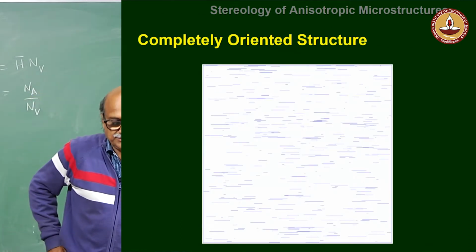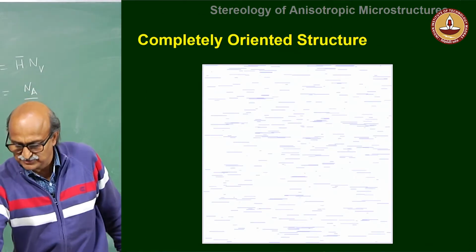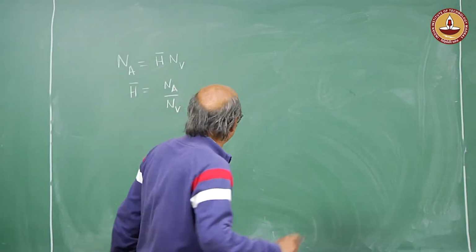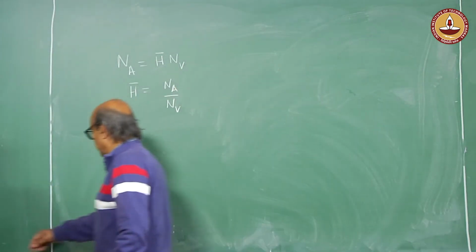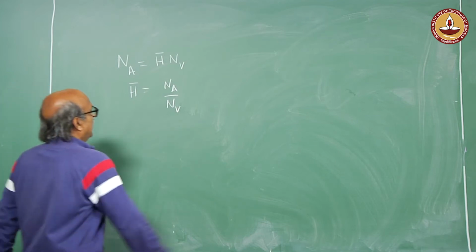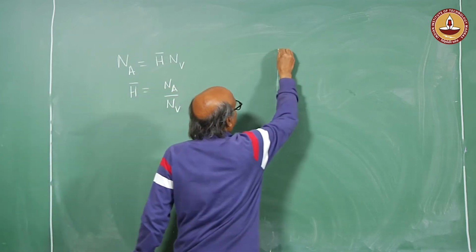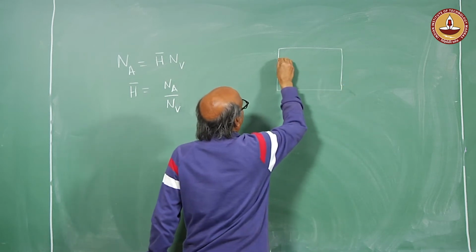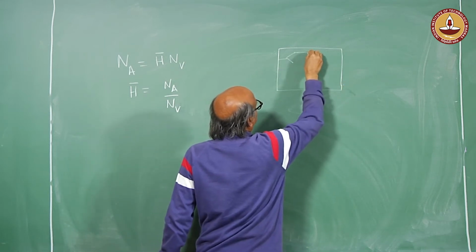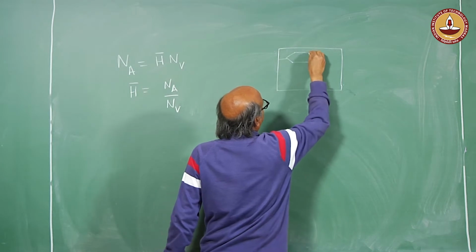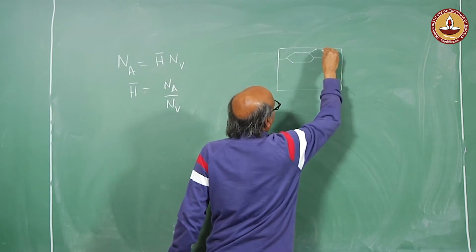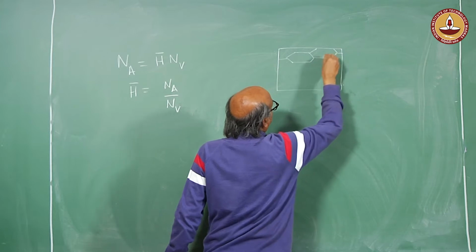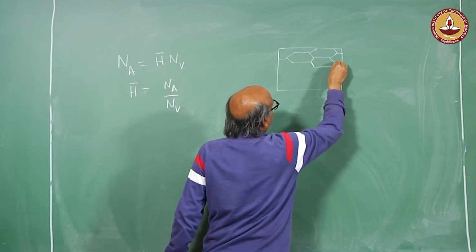And just to understand this, maybe let me use the board. Suppose I have a microstructure with elongated grains.